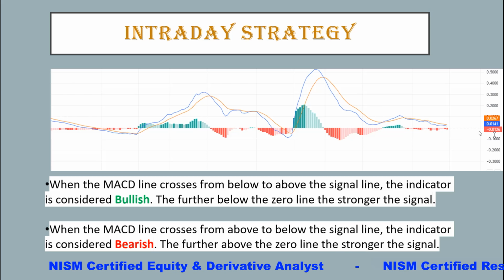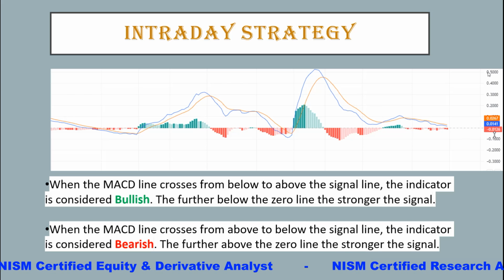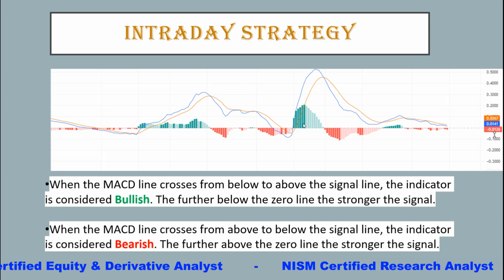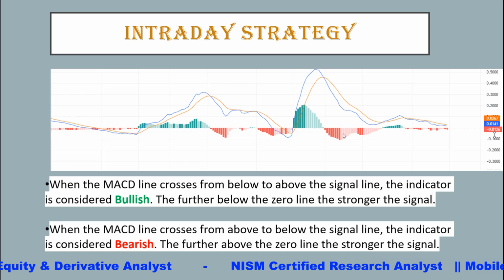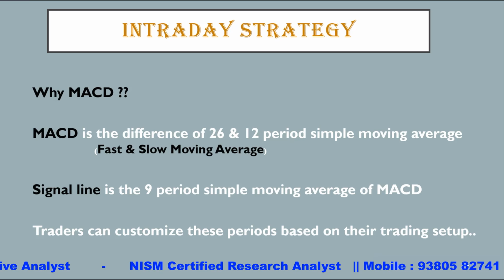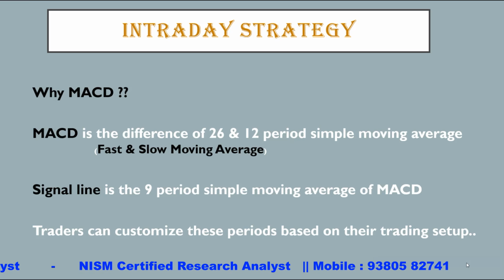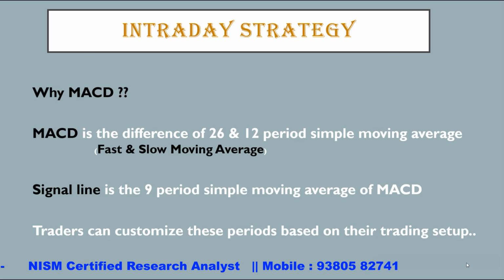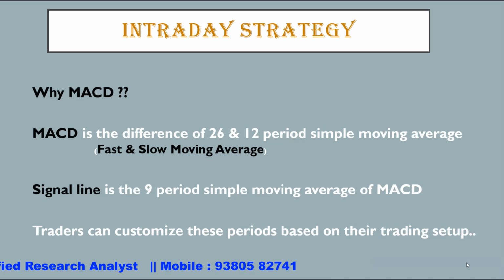Alright, so I will show you in the chart how it looks, above the 0 line and below the 0 line. Here we can see the green bars and the red bars. We should understand why we use MACD in our strategy. MACD is the difference of the 26 and 12 period moving averages, one fast and one slow. Next is the signal line, a 9 period moving average of the MACD. Traders can also customize these periods, the 9, 26 and 12, based on their trading setup.